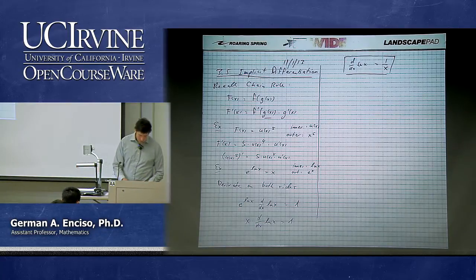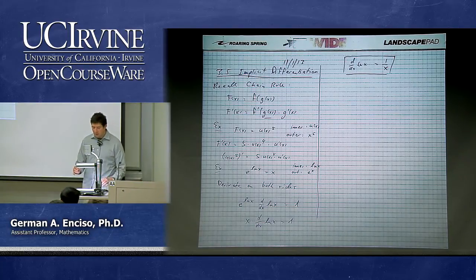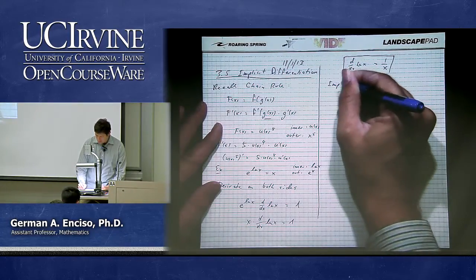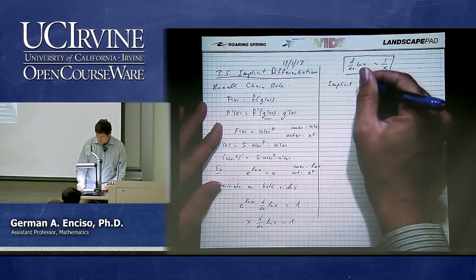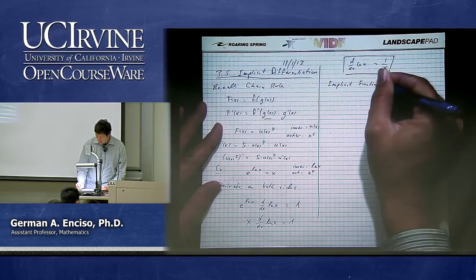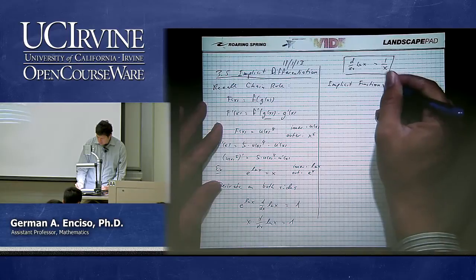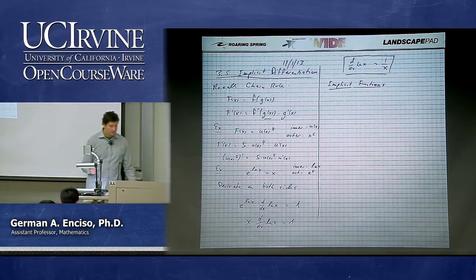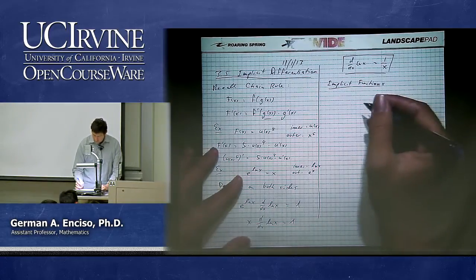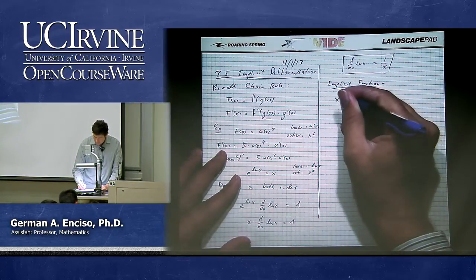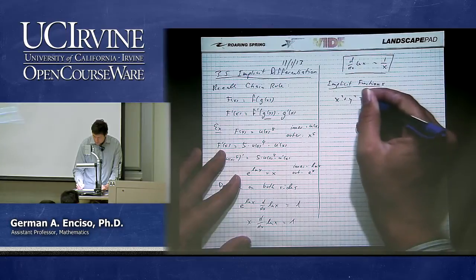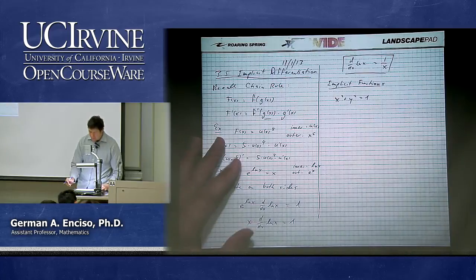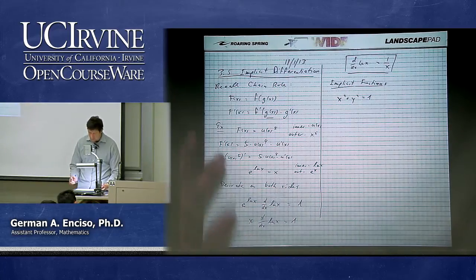Okay, so now let me talk a little bit about implicit functions. That's the next ingredient. What is an implicit function? Well, here's the thing. Suppose that you write the equation x squared plus y squared is equal to 1. Just think about this as an equation for now. Don't think about y as a function. Think about y as just a variable.